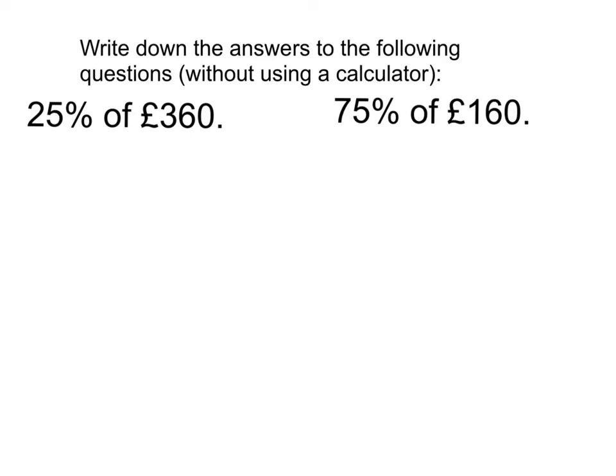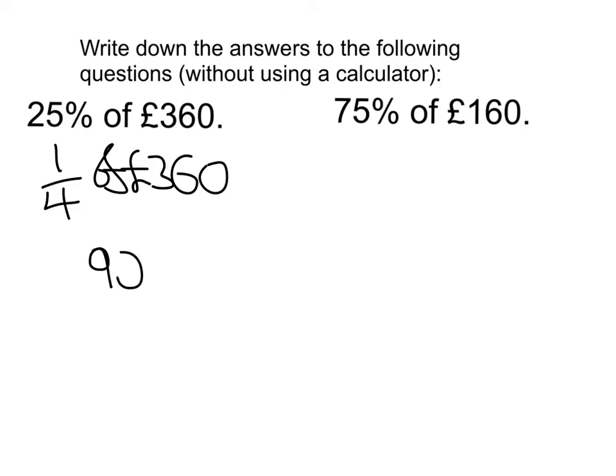So 25% in this first question is the same as a quarter. So it's asking me to work out what a quarter of £360 is. So I would need to divide 360 by 4, which gives me 90. So this is £90.